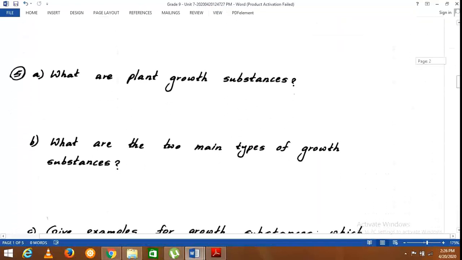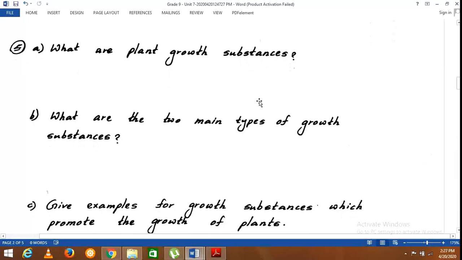Number 5, you are asked, what are plant growth substances? Actually, these growth substances are chemical compounds which regulate the growth of a plant. So, you have heard about hormones in animals. These hormones affect the growth of animals. But in plants, we don't call them hormones, we call them growth substances.